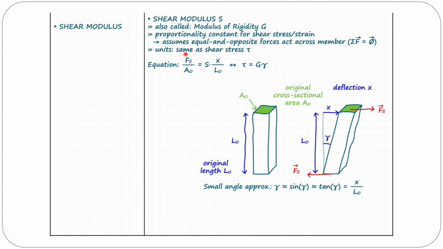And so our equation is the shear stress, which is our force over the original cross-sectional area, that is proportional via the shear modulus S, that's our constant of proportionality. This is proportional to the angle of deflection, which is the total deflection x divided by the length of the original beam. The way that we're getting this angle is using the small angle approximation. For very small angles, an angle measured in radians is approximately equal to the sine of the angle, which is approximately equal to the tangent of the angle, and the tangent of our angle here is opposite over adjacent. So that's how we're getting that expression for gamma here, our angle of deflection.